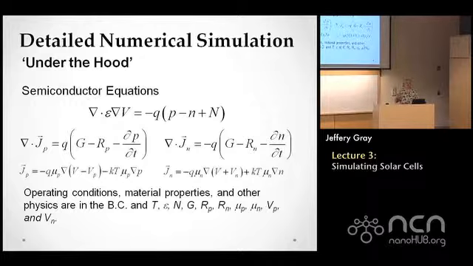VP and VN are called band parameters, and they account for the fact that the band gap may not be constant with position. If you have a heterostructure, those properties are captured in the band parameters. So all the physics really is in these things, and the specific physics are in these things.